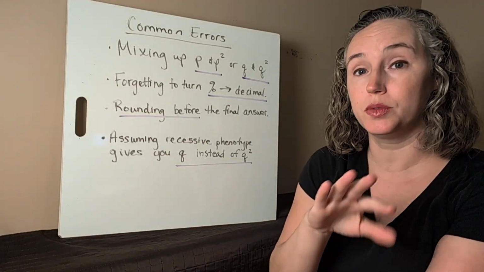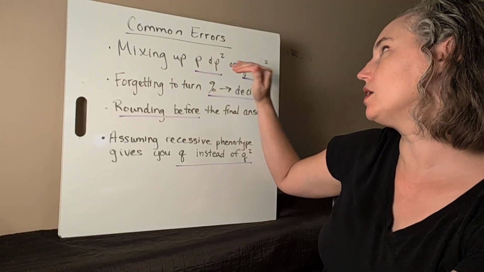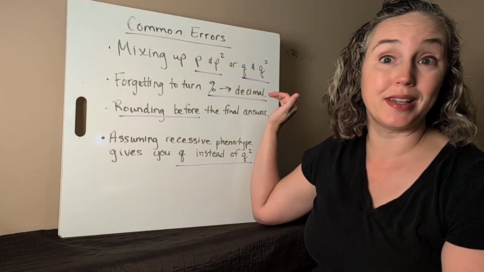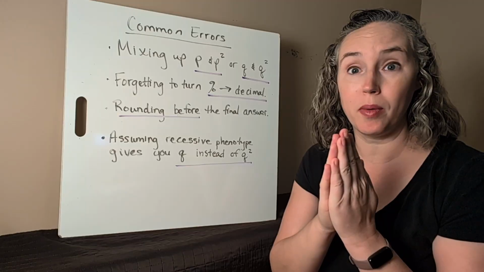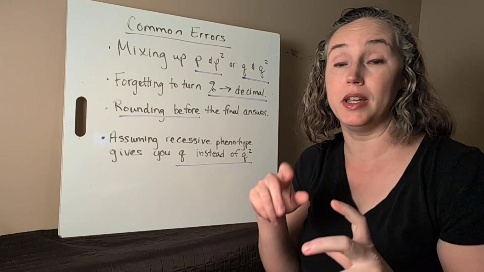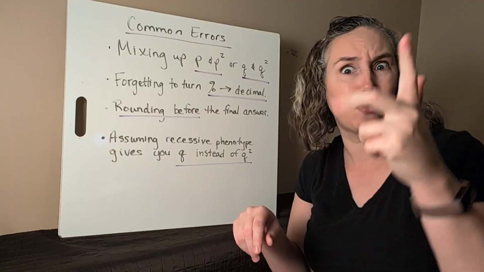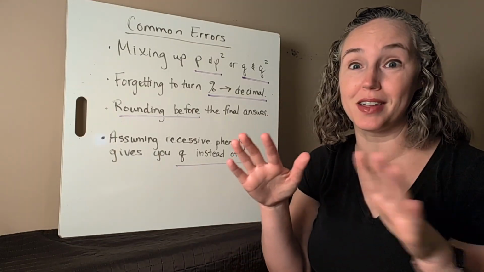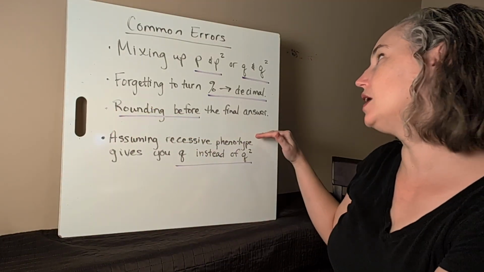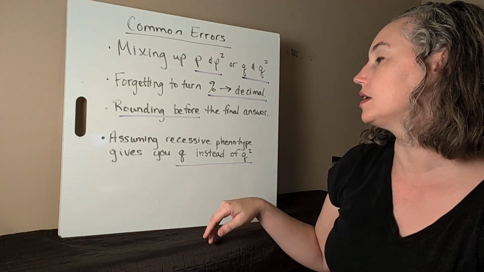Common errors students make that you want to be sure you don't make are mixing up p and p squared or q and q squared, and forgetting to turn your percent to a decimal. So when you add everything up at the end, your p's and q's, or p squared, 2pq, and q squared, if it equals more than 1, and I'm not talking 1.01, I'm talking like 14, then you know you've done something wrong and you need to go back. Also, you shouldn't round before the final answer. That can give you some iffy answers.